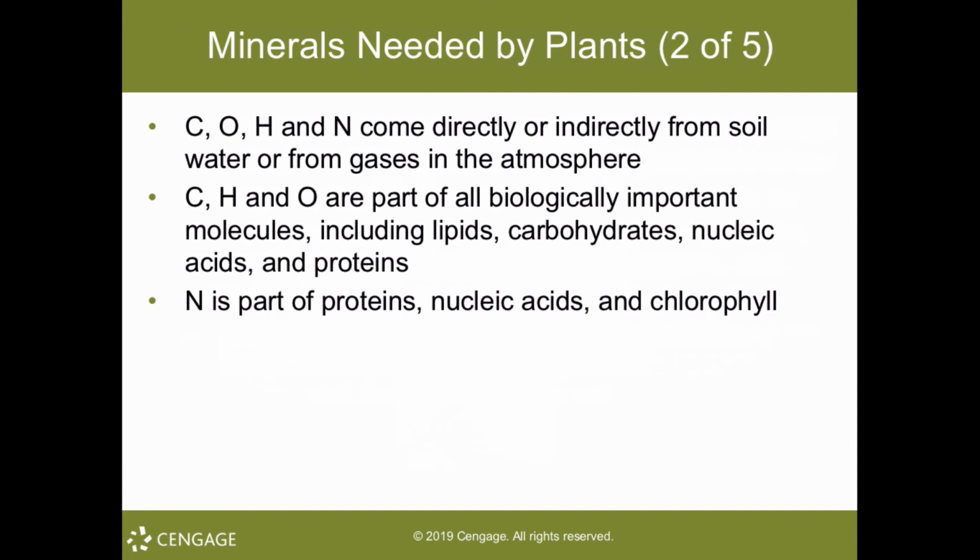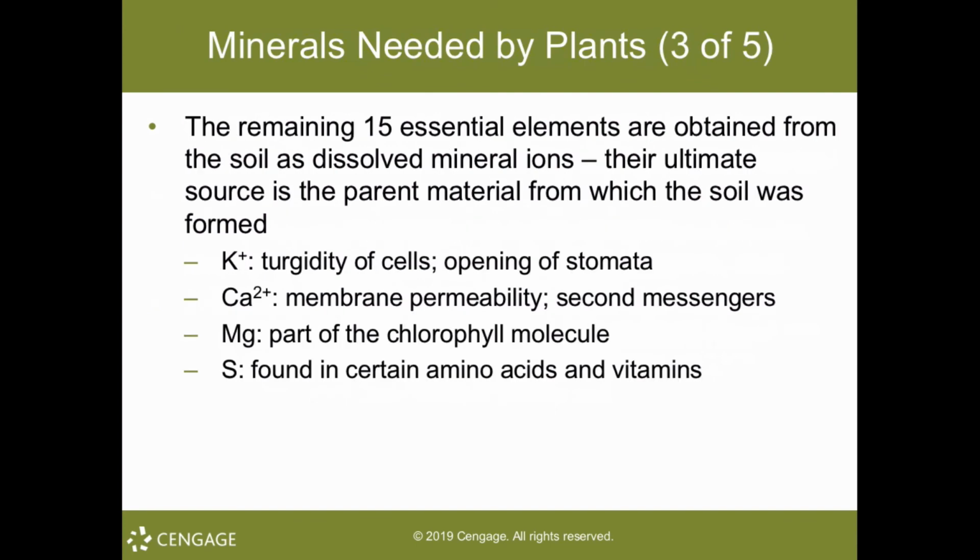So I guess what I'll do now, class, is get to the 15 remaining essential elements that are obtained from soil as dissolved mineral ions. I say potassium because it's there for the turgidity of cells and the opening of stomata. Plant cells must remain turgid. If they're not turgid, they're not normal, and of course, they may very well be flaccid.